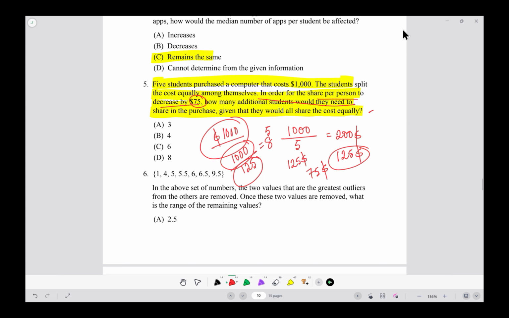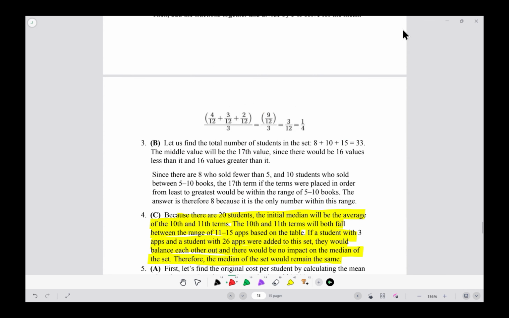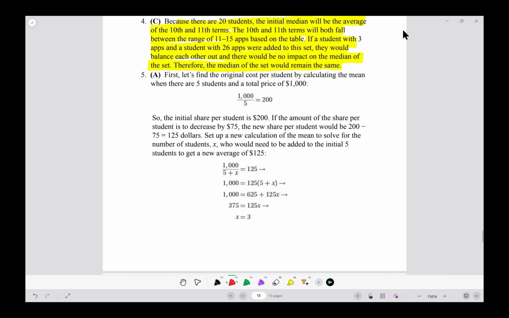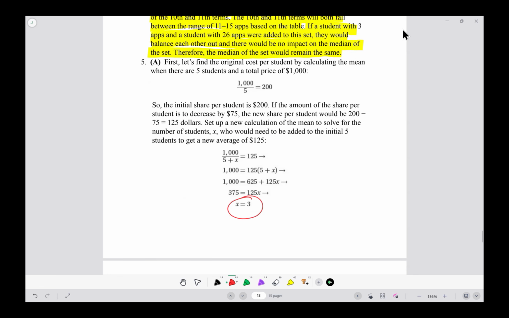So now these 5 students become 8 students when they're sharing $125 each. So maybe they additionally need 3 persons. I'm not sure if my answer is correct or wrong, so let's look at it. Maybe they need 3 extra persons. Yeah, I think I'm correct.